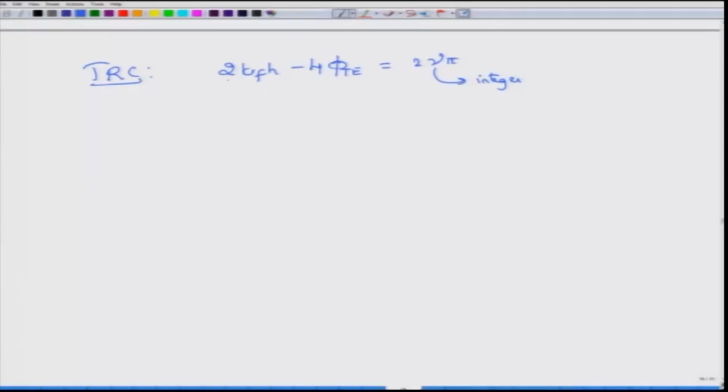In this module, we continue the discussion of slab waveguide, and if you remember at the end of the previous module, we wrote a condition called the transverse resonance condition, which is given by 2 kappa f times h minus 4 phi TE equals 2 times nu pi, or rather nu times 2 pi, where nu is an integer. The value of nu is usually taken to be positive integers, so nu equals 0, 1, 2 and so on.